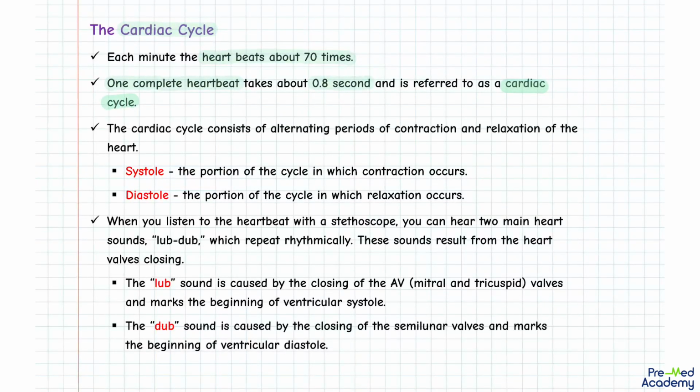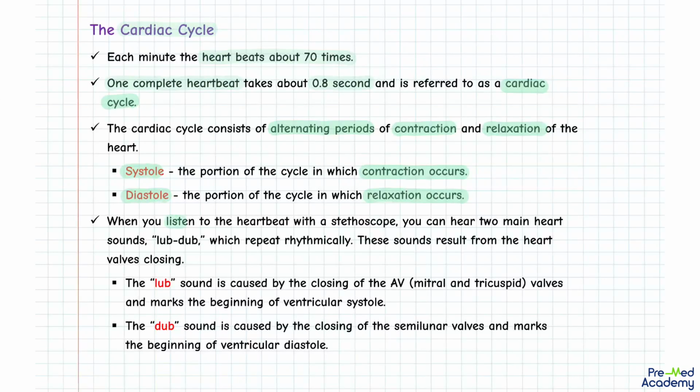The cardiac cycle consists of alternating periods of contraction and relaxation of the heart. Systole is the term we use to define the portion of the cycle in which contraction occurs. Diastole is the term we use to define the portion of the cycle in which relaxation of the heart occurs.